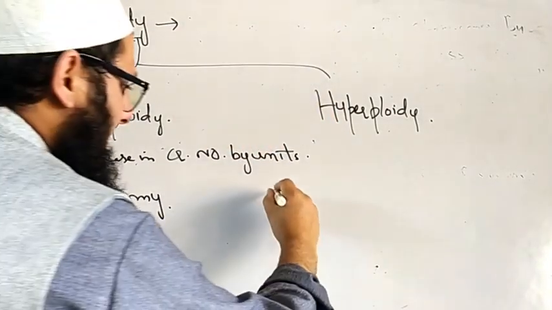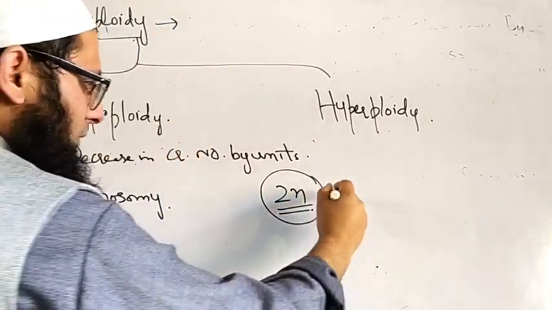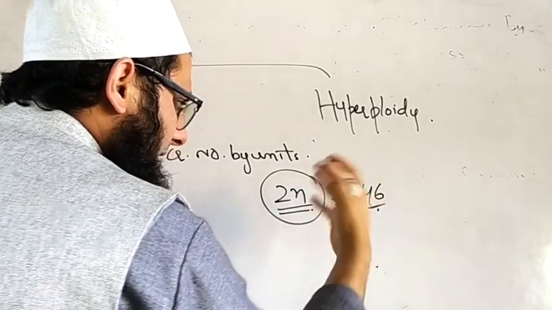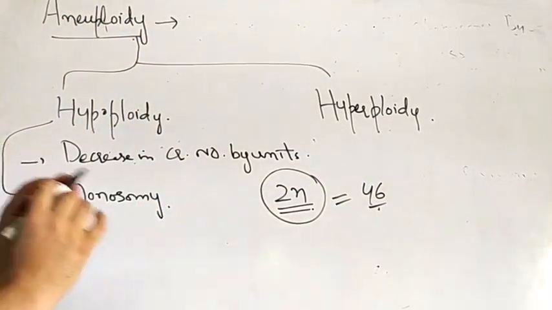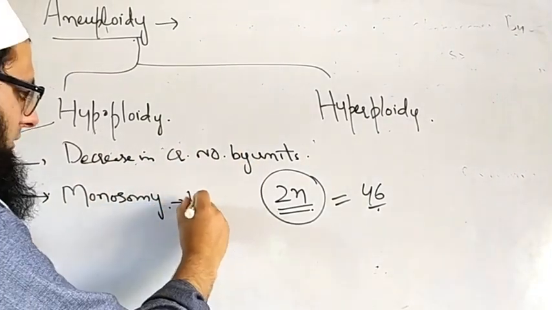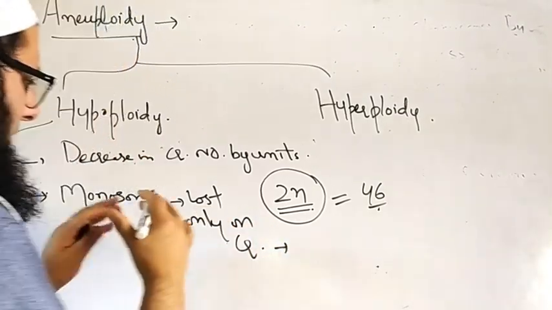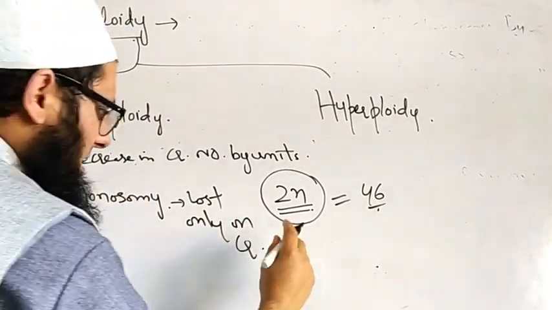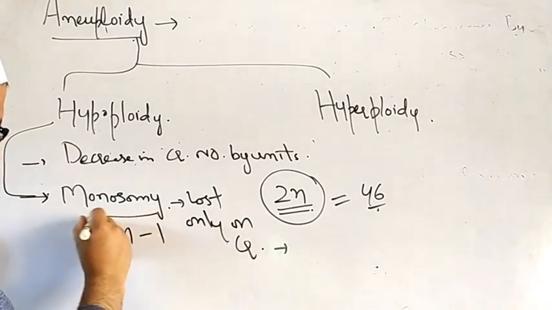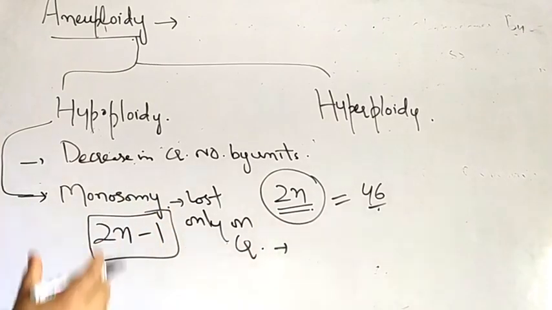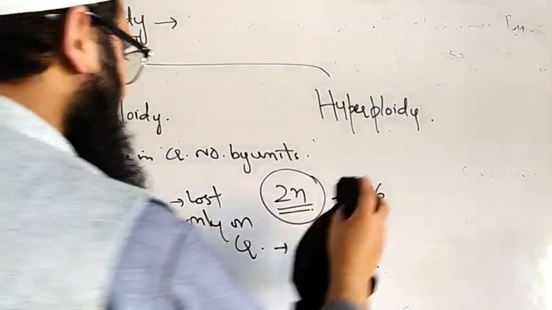So usually we have the 2n condition, that is the diploid condition. As in humans we have 46; it varies in different species. In monosomy we are short of just one chromosome. That means we have lost only one chromosome, so one chromosome is missing. So when one chromosome is lost, the condition becomes 2n minus 1. It is represented by the 2n minus 1 condition, because just one chromosome is missing.